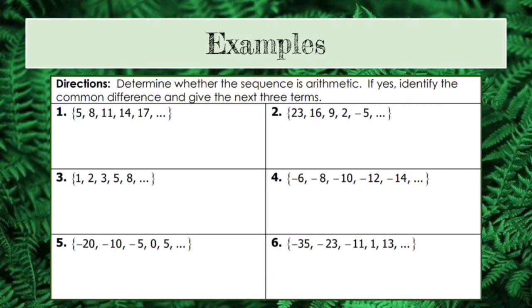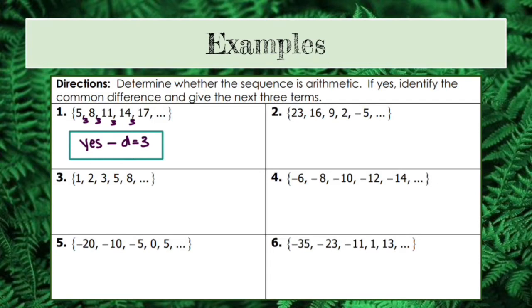I will do the odd numbers with you quickly, and then I will let you do 2, 4, and 6 on your own. The directions say determine whether the sequence is arithmetic. If yes, identify the common difference and give the next 3 terms. First, let's look at number 1. We want to know what the difference between each term is. From 5 to 8, we have 3. 8 to 11 is 3, 11 to 14 is 3, and 14 to 17 is also 3. Since these are all the same, yes, it is an arithmetic sequence, and d is equal to 3. So this is our answer.